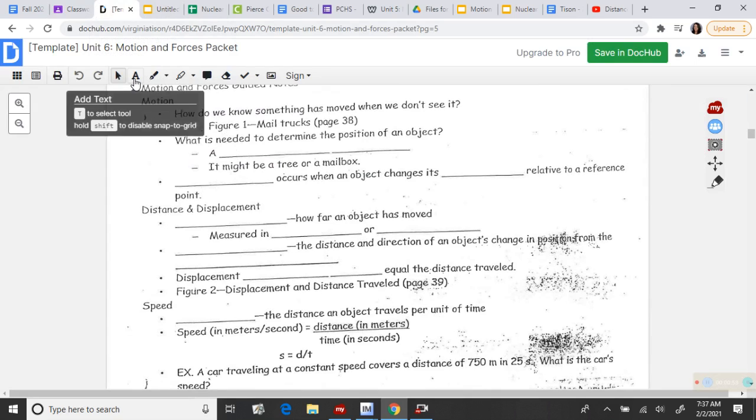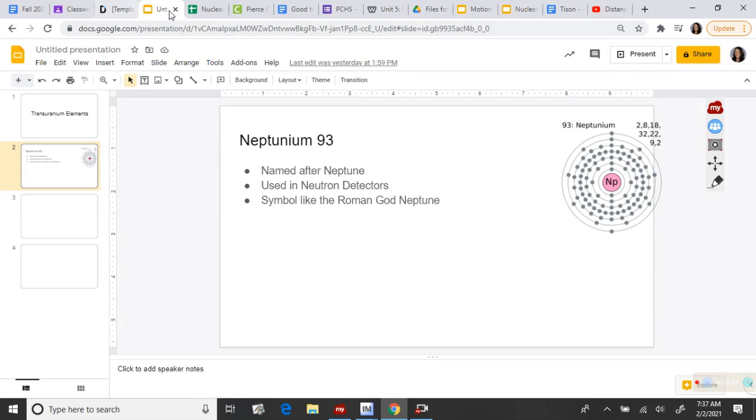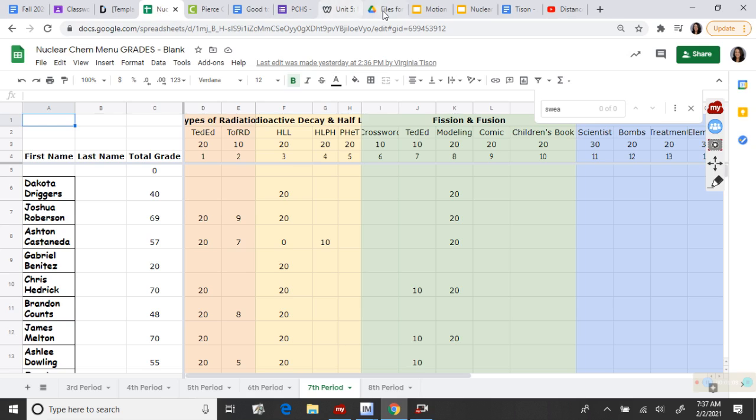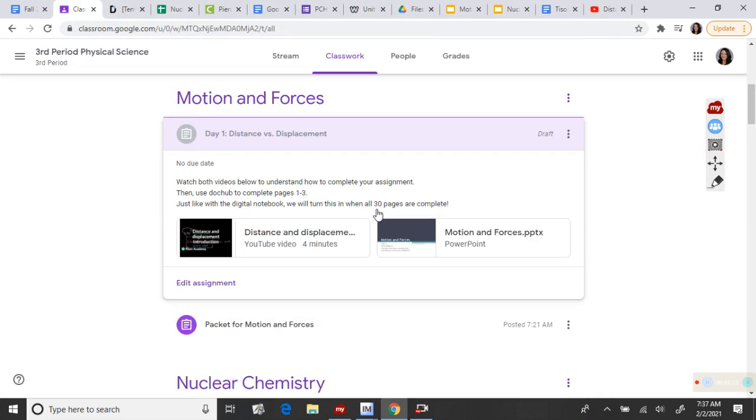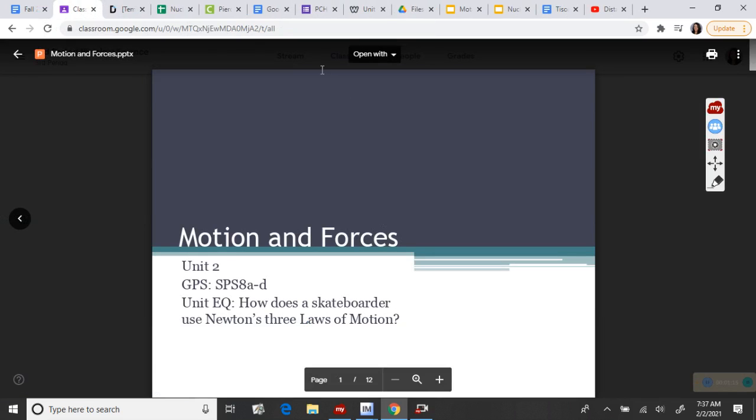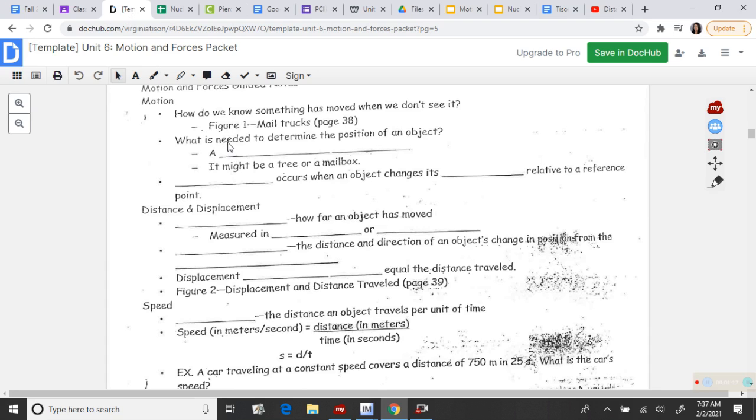You can use your text box right here to add text. And it says, how do we know when something has moved if we don't actually see it moved? So we need to know, how do we know if something has moved if we don't actually see it moved? So I'm going to look right here at my PowerPoint, and we're going to have some answers here. So the first thing it says is a mail truck.